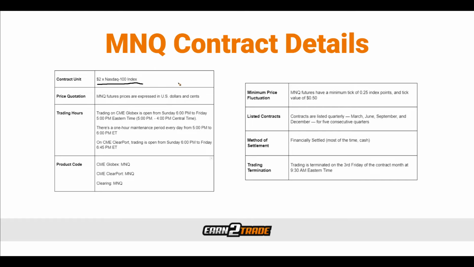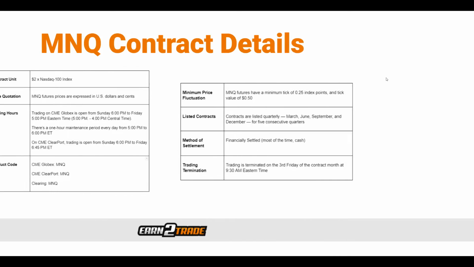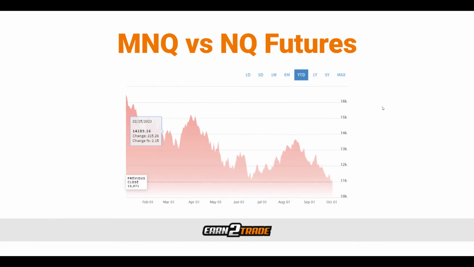Comparatively, if we talk about the NQ, the E-mini NQ, the regular, not the micro, that's going to be $20 times the Nasdaq 100 index. Remember, the micro is 1/10 the size of the regular E-mini Nasdaq. There's other things listed here, such as the minimum price fluctuations on the right-hand side, and this is going to be representative of what we refer to as the tick size. But moving on from this, let's talk about MNQ futures as far as NQ futures.